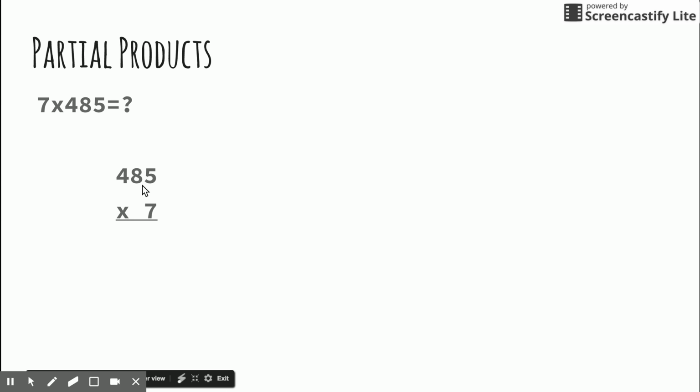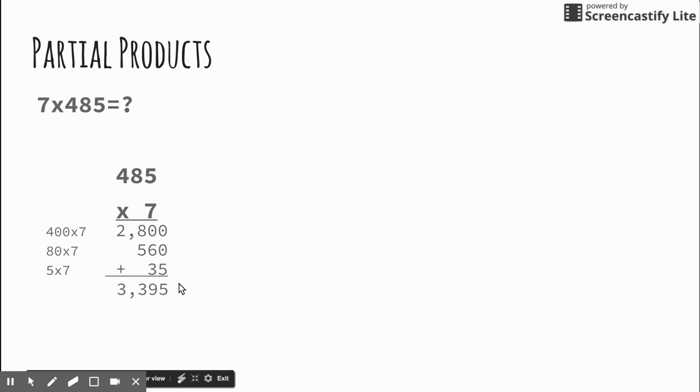So here we have 485 times 7. So again, we're going to start with that 4, and that 4 represents 400. 400 times 7. So I could think about 4 times 7 is 28, plus those 2 zeros is 2,800. Then I'm going to think about the value of that 8, which is 80 times 7. So 8 times 7 is 56. So with that 0 would be 560. And then I'm going to take the value of that 5, which is 5 times 7 is 35. If I add all those up, I get my product.